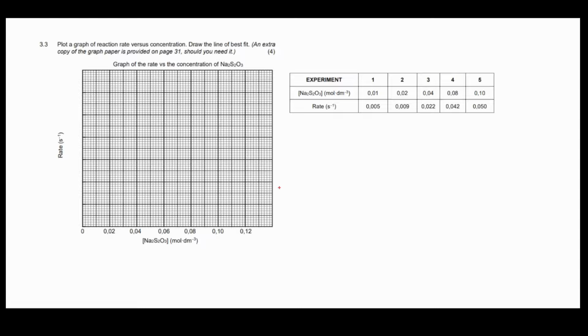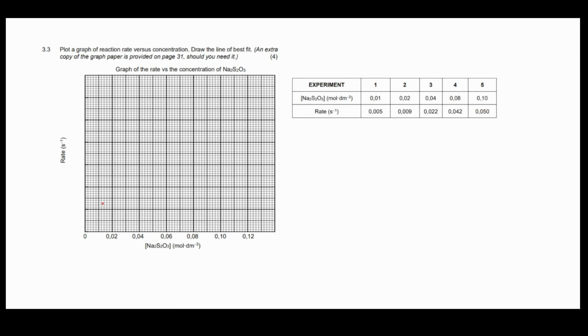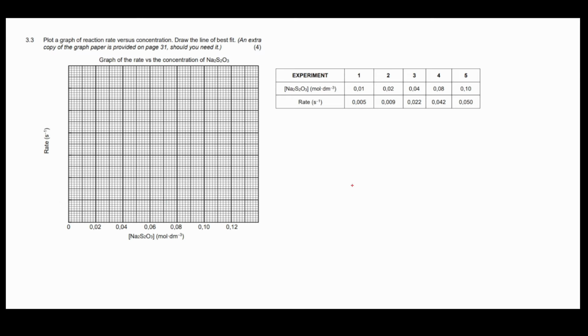In question 3.3, we need to plot a graph of reaction rate versus concentration, and we need to draw the line of best fit. Okay, so here they give us the graph. We just need to fit in the graph. Okay, so they've given us a scale here on the x-axis, but for rate of reaction they have not. So we're going to have to make our own scale.